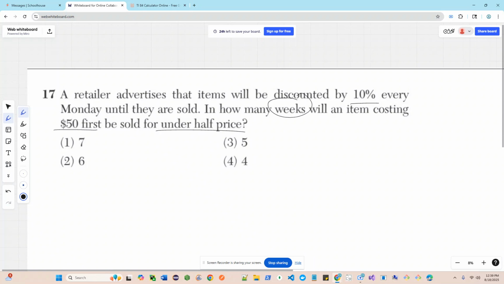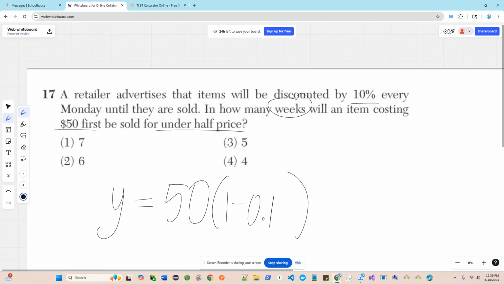All right, so let's get started. We know that in order to write an exponential growth or decay equation, first you want to put the initial amount, which is $50. Next, we see that there's a discount by 10%. So we are going to be doing 1 minus 0.10. In other words, 1 minus 10%. 1 minus 0.10 is basically 0.9. And we're going to raise this to a t power, right?